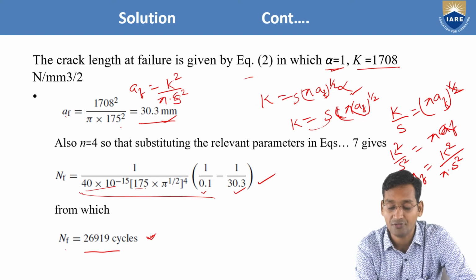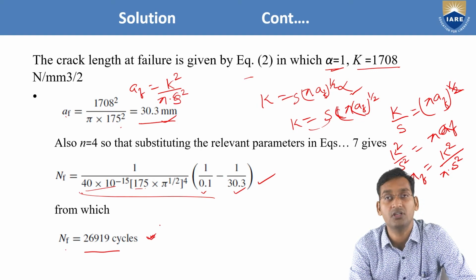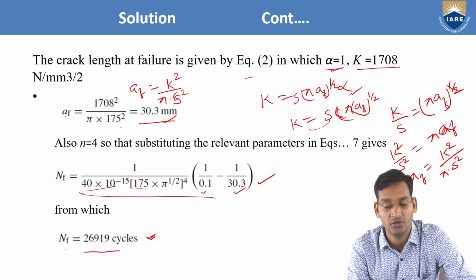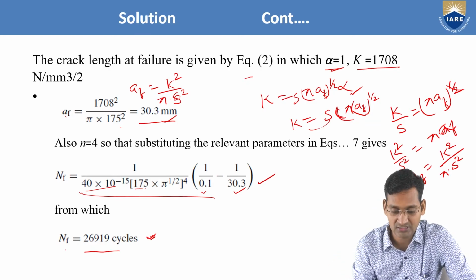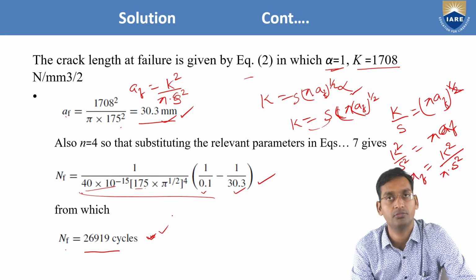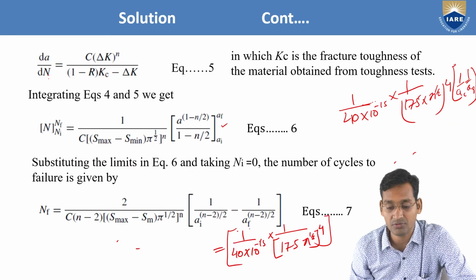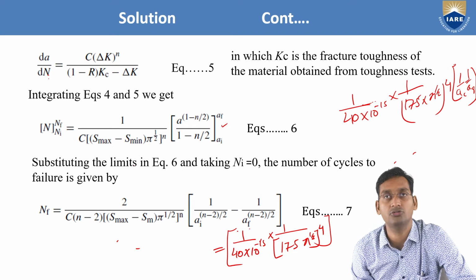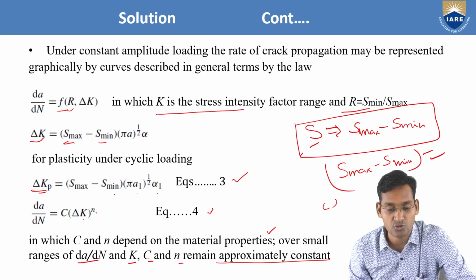So after 26,919 cycles, the structure will fail. Now just see, this is the final answer, and this only is required. So we found it. Now just see, if they change the question, how they can modify or change the question.